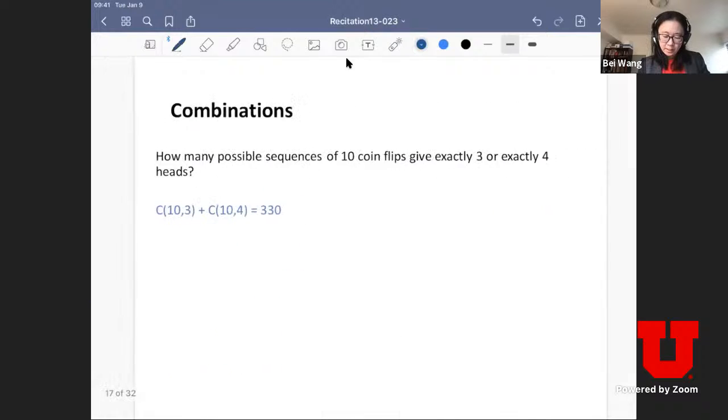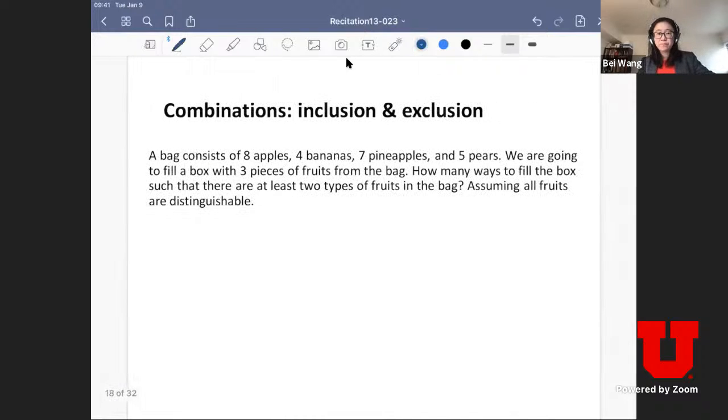Okay. All right, next question. You might have seen this question before. It's a bag of fruits, or bag of books, and so on. So here you have 8 apples, 4 bananas, 7 pineapples, 5 pears. We are going to fill the box with 3 pieces of fruit from the bag. How many ways are there to fill the box such that there are at least 2 types of fruit in the box? And in this case, I assume that all fruits are distinguishable.